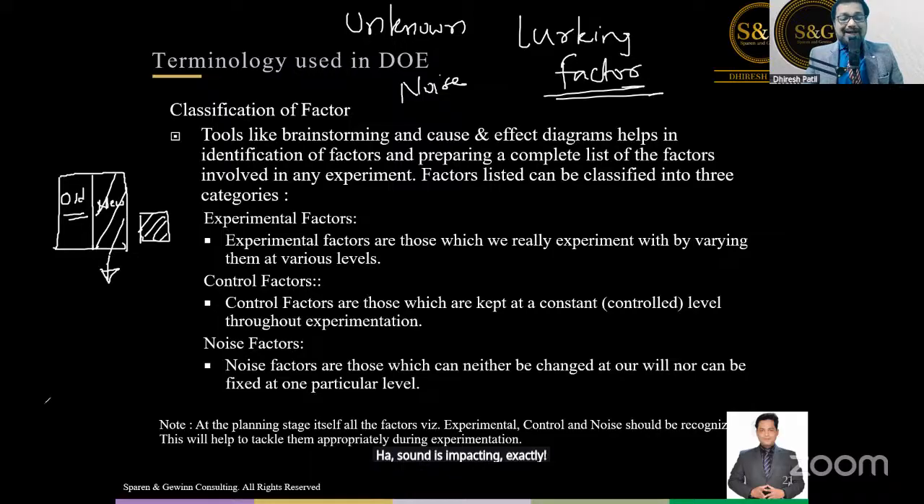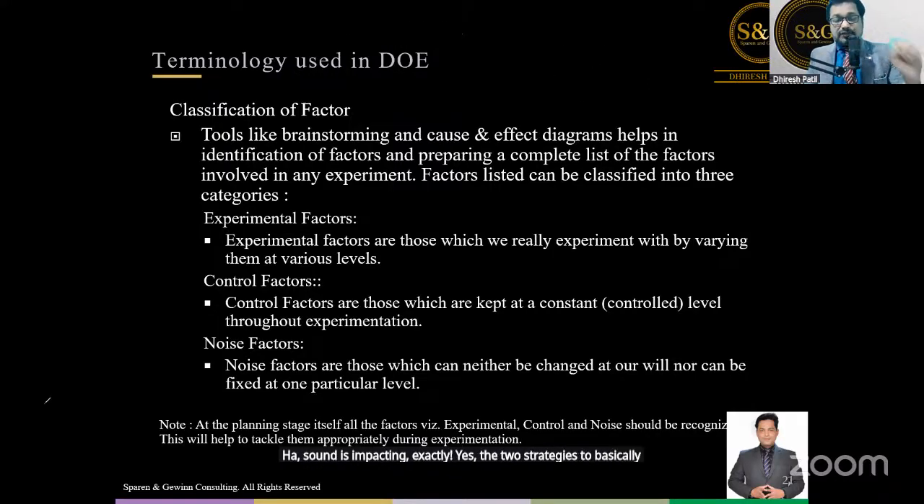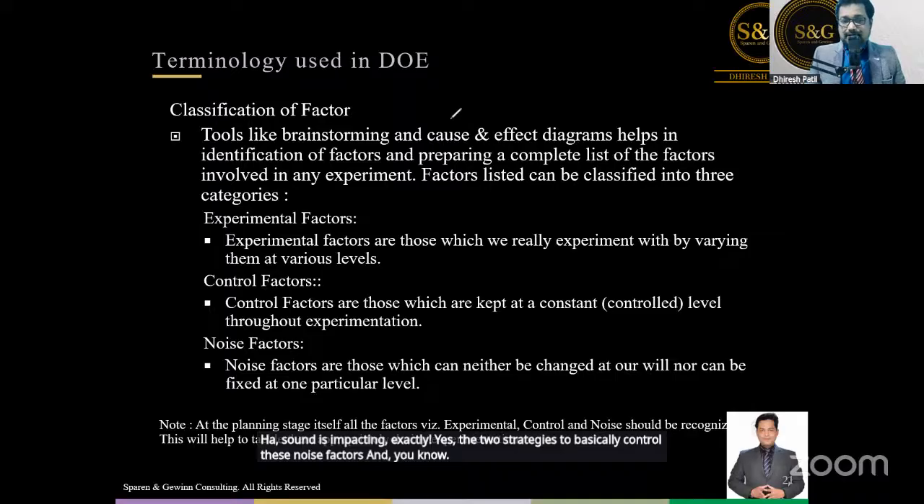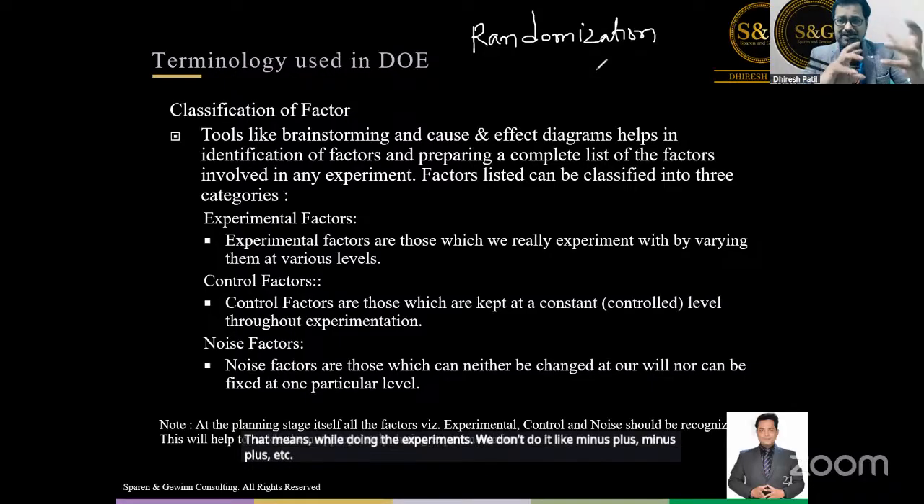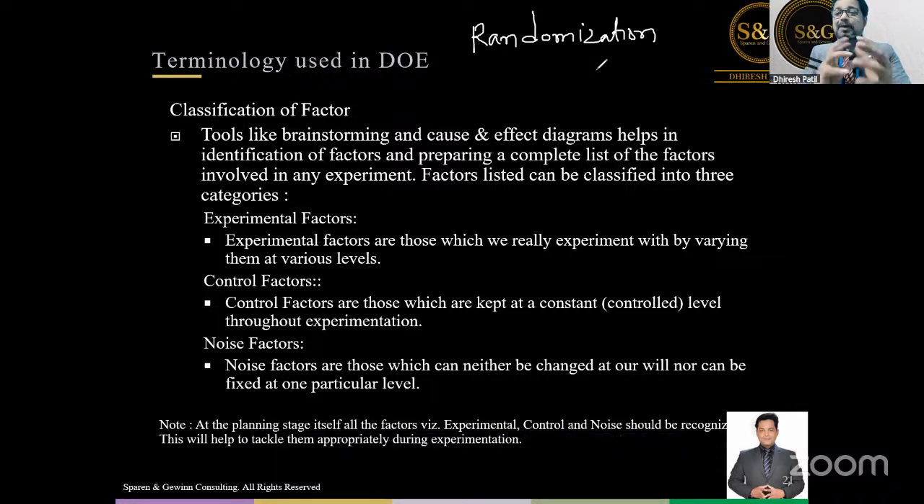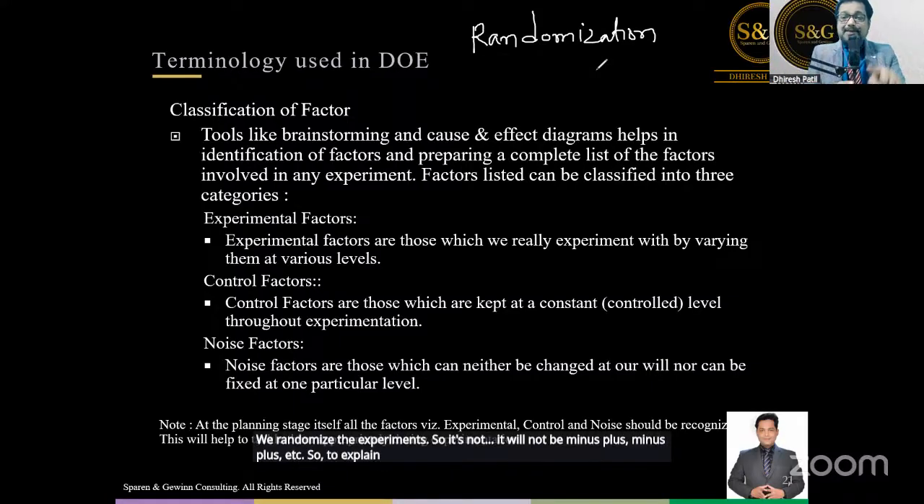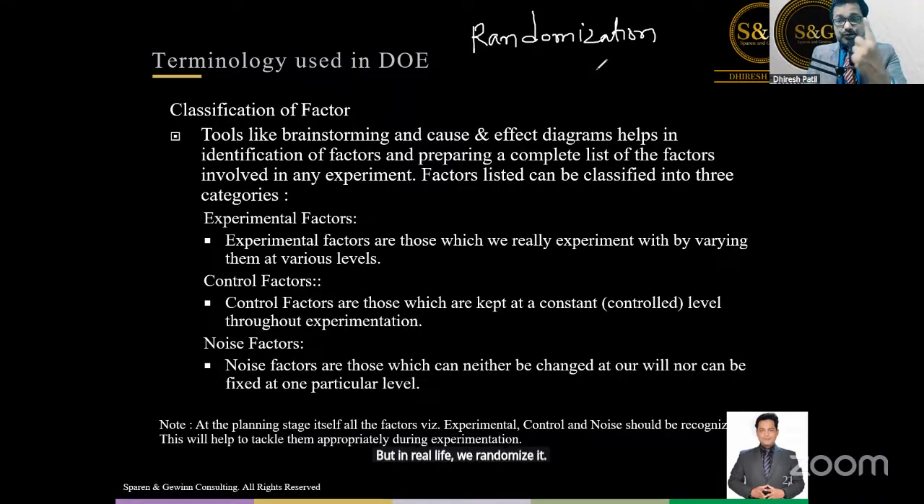The two strategies to basically control these noise factors and these lurking factors are, one is called randomization. That means while doing the experiments, we don't do it like minus plus etc. We randomize the experiments. To explain the concept, I explain it to you in sequence, but in real life, we randomize it. Okay, that is one strategy.